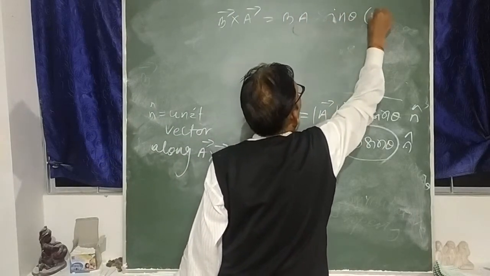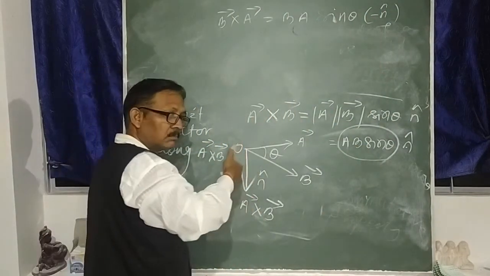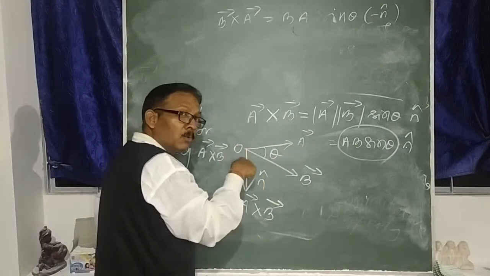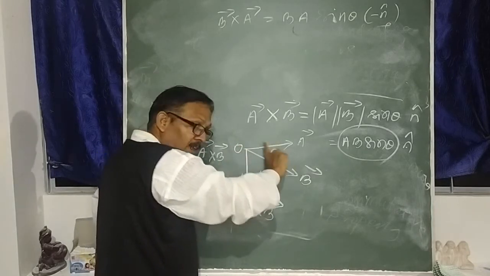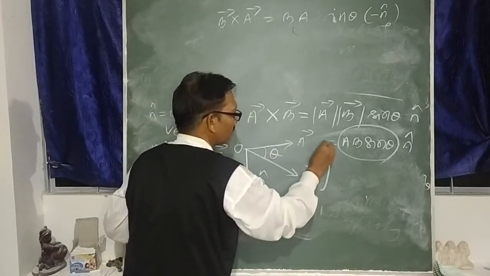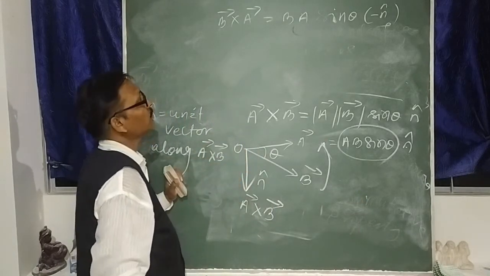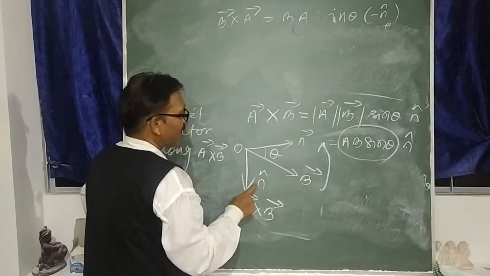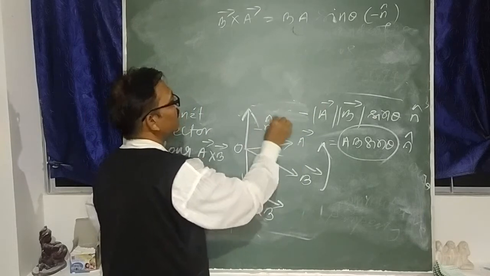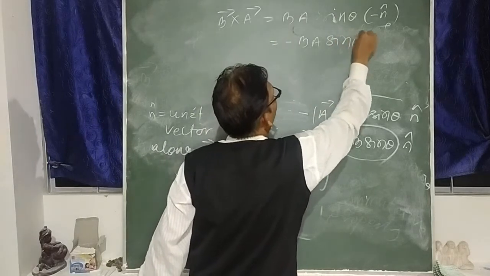Sin theta, this is equal to minus n cap. You see, if you take a right hand screw from A to B, it will go downward or inward. If you rotate anticlockwise from B to A, then the screw will move away, open. That is called your n cap. Open means your minus n cap. You see, this is called minus BA sin theta n cap.